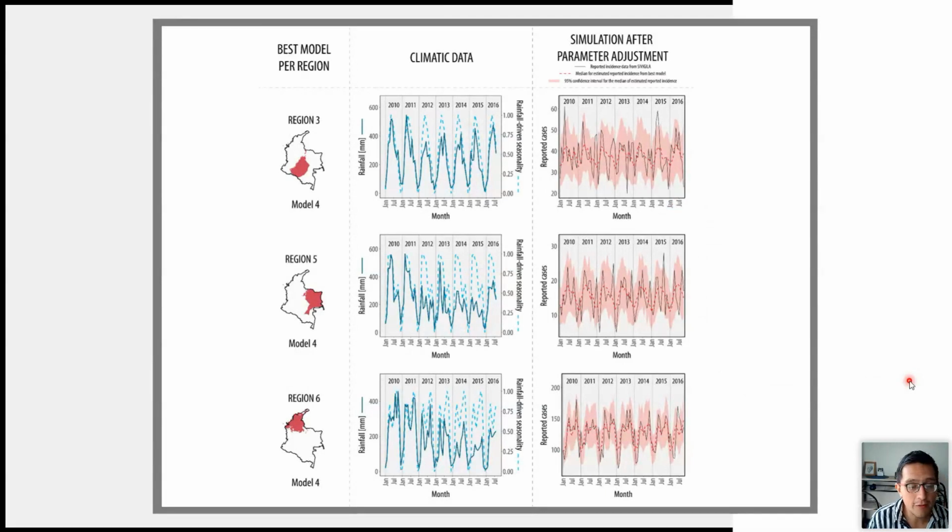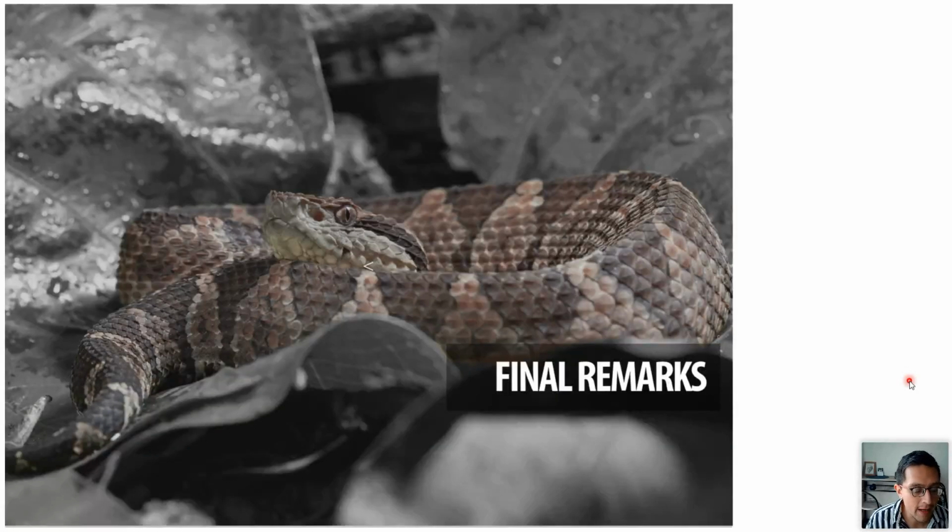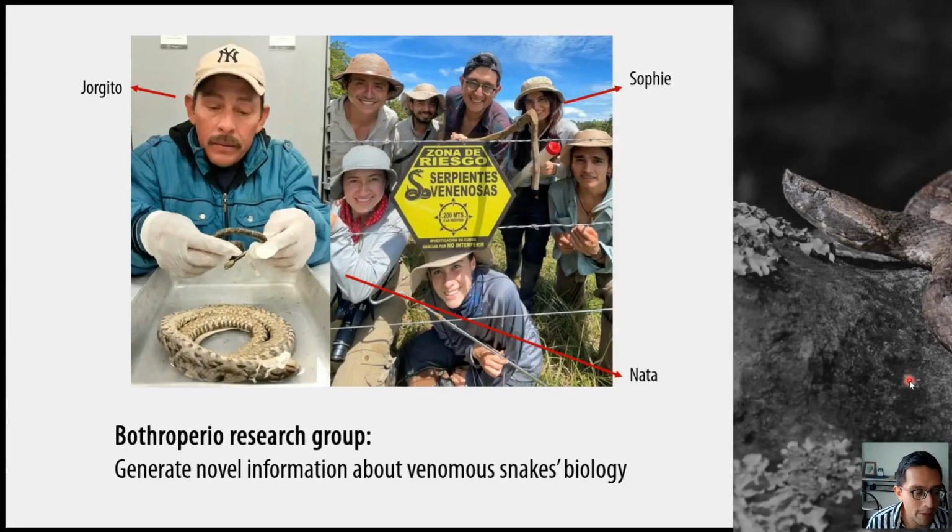Why do we have this complex pattern? We don't know, because we don't have information about venomous snakes. It may be caused by reproductive cycles, it may be caused by changing activity patterns, not only of venomous snakes but also of humans and farmers. But to start filling this knowledge gap, we created the Botropeio Research Group, where we are trying to generate novel information about venomous snake biology.